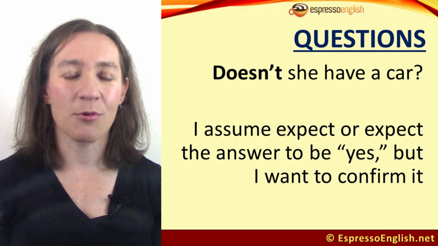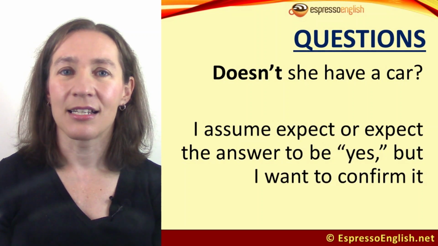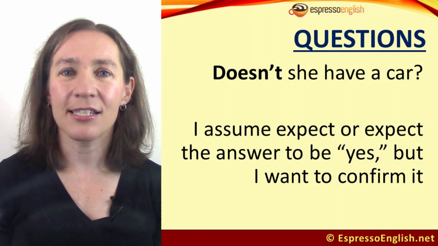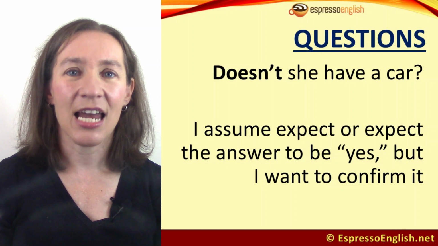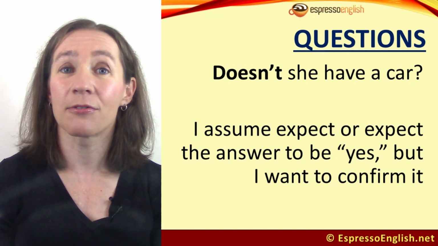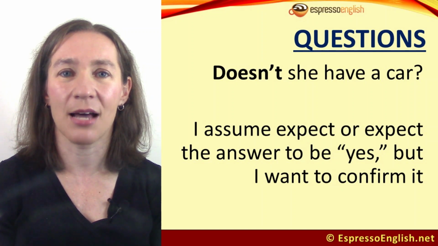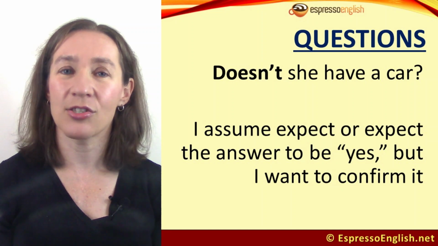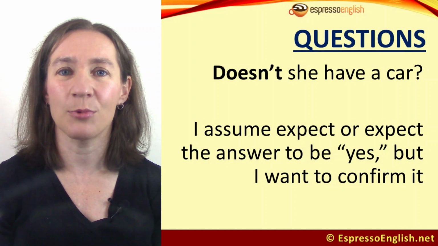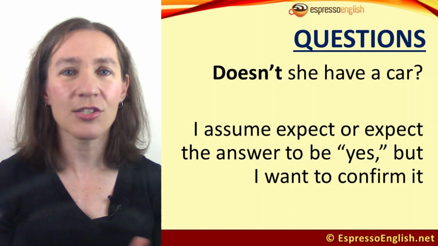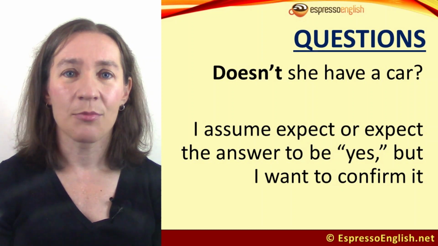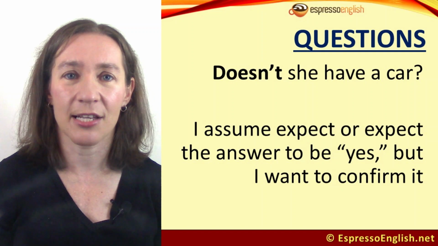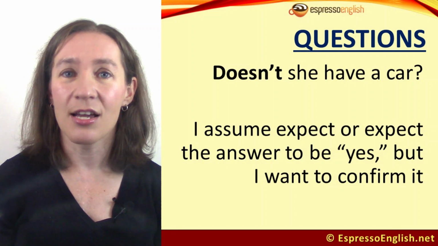But the negative question, the version with doesn't she have a car, is used when I assume or expect the answer to be yes, and I'm only asking to check or confirm that I'm correct and make sure I'm not mistaken. For example, if I saw this person driving a car 2 weeks ago, then I could ask, doesn't she have a car? Because I assume the answer is yes, I saw her driving one. But maybe I'm mistaken, because maybe the answer is, well, she used to have a car, but she actually sold her car yesterday.